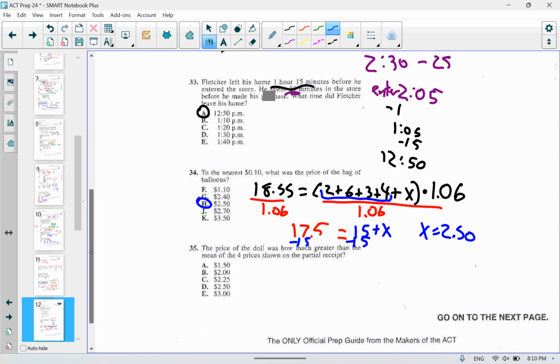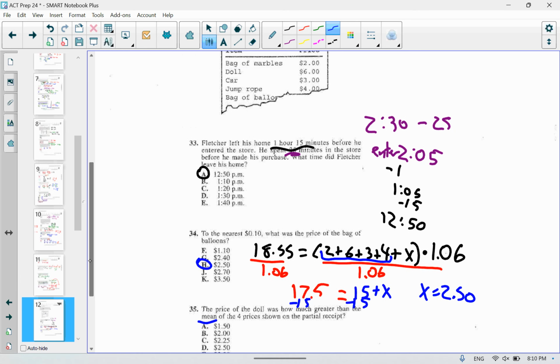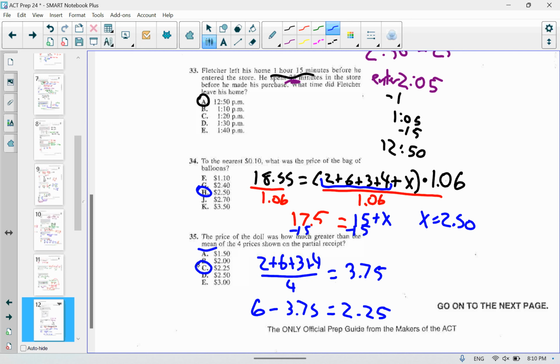The price of the doll is how much greater than the mean? Mean is the average, excuse me for misspeaking earlier. So the prices earlier were 2, 6, 3, and 4. So 2 plus 6 plus 3 plus 4 divided by 4, because I'm finding the average of 4 things. And if I type that all in my calculator correctly, I'd get 375. Now it says how much greater, so I could take my $6 minus the 375 and find that the difference was 225, or letter C.